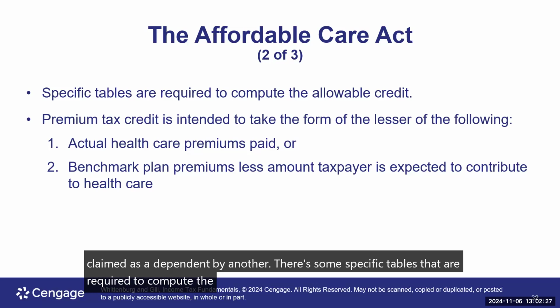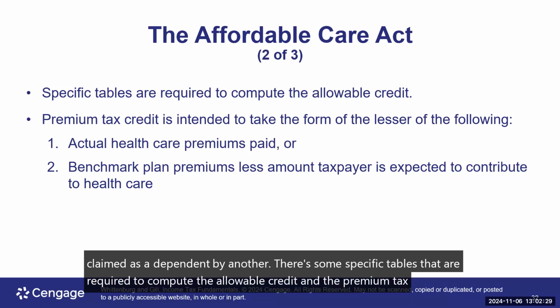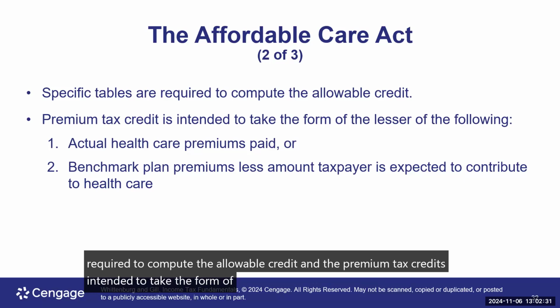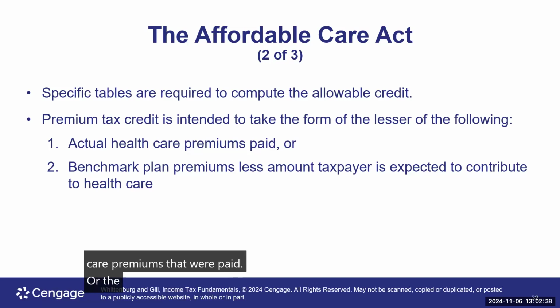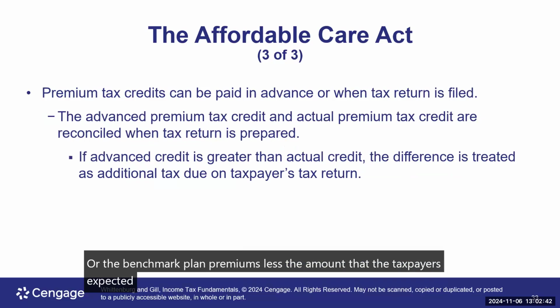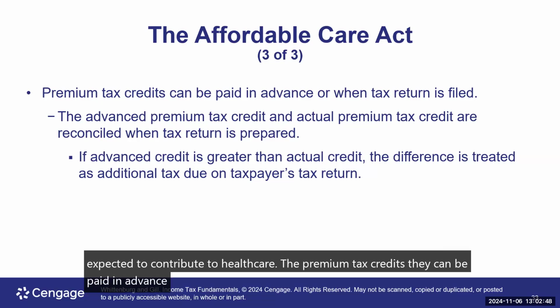The premium tax credit is intended to take the form of the lesser of the following: the actual healthcare premiums that were paid, or the benchmark plan premiums, less the amount that the taxpayer is expected to contribute to healthcare. The premium tax credits can be paid in advance or when the tax return is filed.